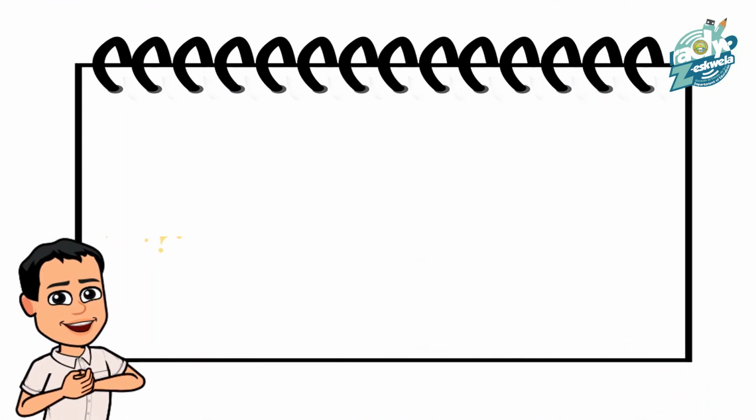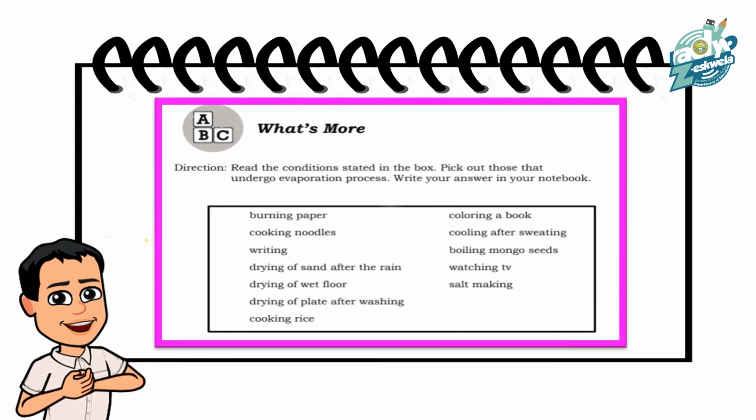As said earlier, we prepared a lot of exercises for you to work on. So, I would like you to get your journal or notebook and continue answering the activity. What's More, on page 5, and I will give you 10 seconds to answer. Direction: Read the conditions stated in the box. Pick out those that undergo the evaporation process. Write your answer in your notebook. Ready?